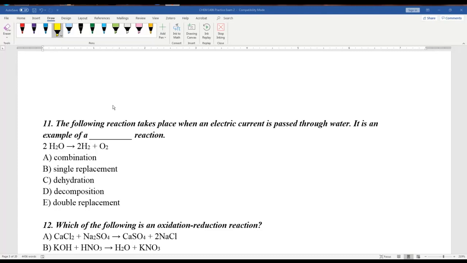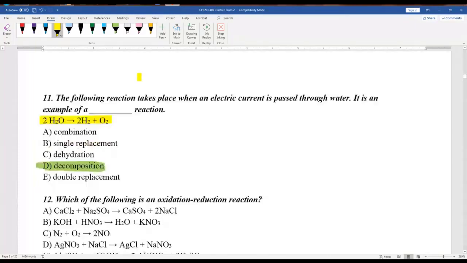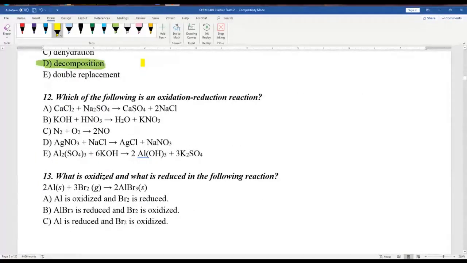11? Sure. All right. So it says when electric current passes through water, this equation occurs. What type of equation is this? When you have one reactant and it breaks down into... Decomposition. Yeah, decomposition. One reactant breaking down into multiple products, that's going to be a decomposition. Very good. All right, so let's keep going. Did you guys do anything with oxidation and reduction? Do you have to know anything about that?